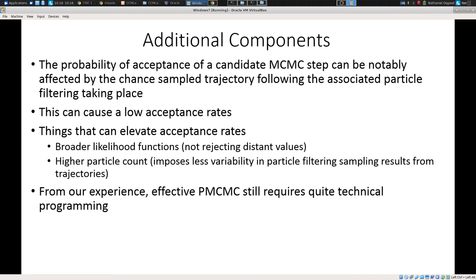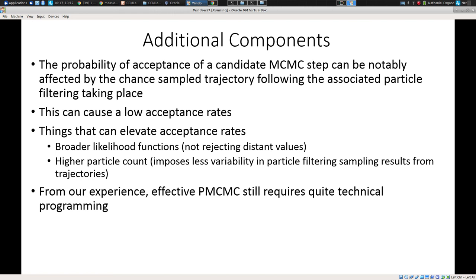Okay, additional components. PMCMC, like all these algorithms that we apply, there's kind of a skill to applying it effectively. And with PMCMC, there's a need to tune certain things. There's a need to watch acceptance rates and to try to get acceptance rates for accepting parameter values that are acceptably high. And one of the things that can really help with that is higher numbers of particles.